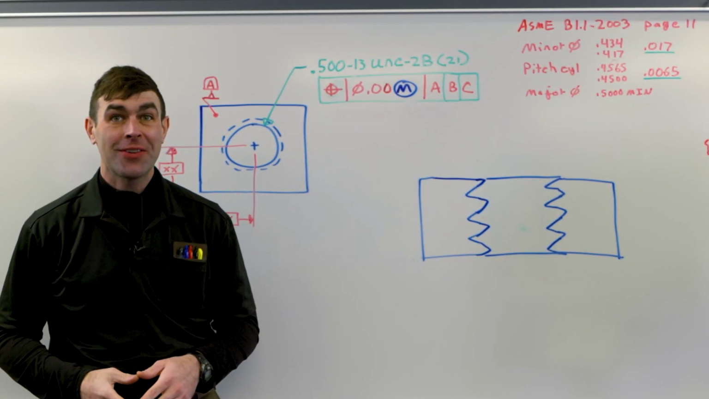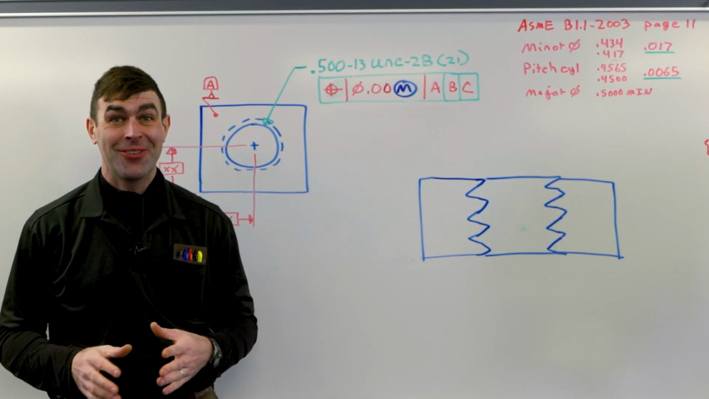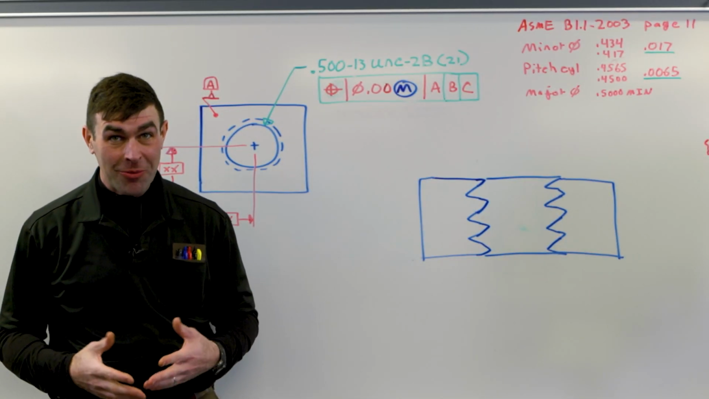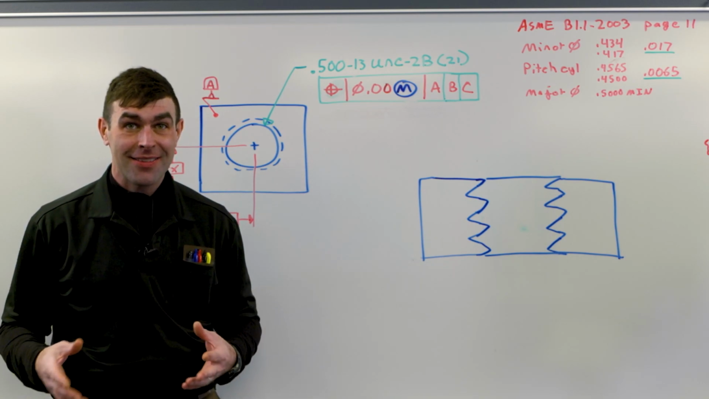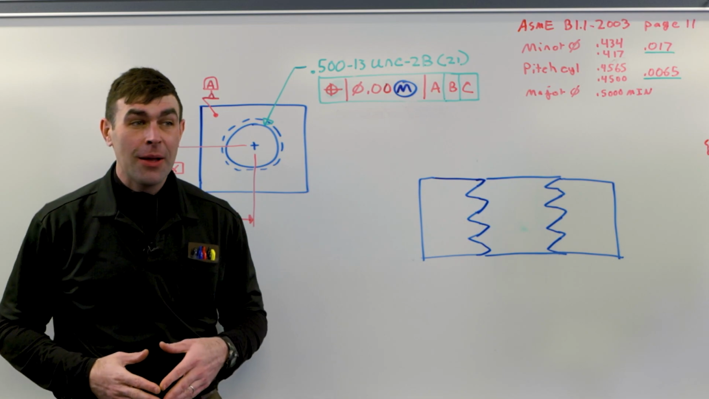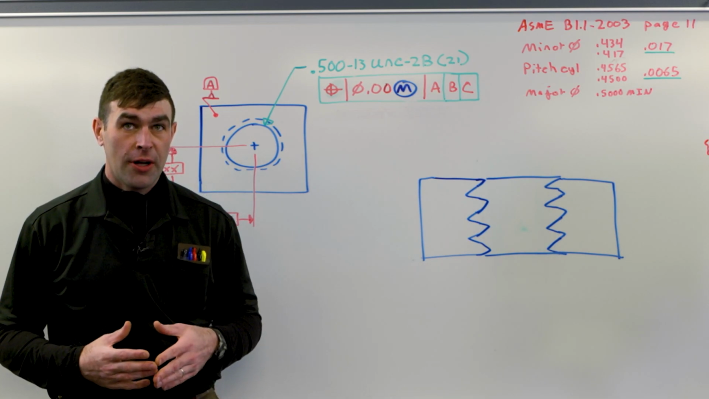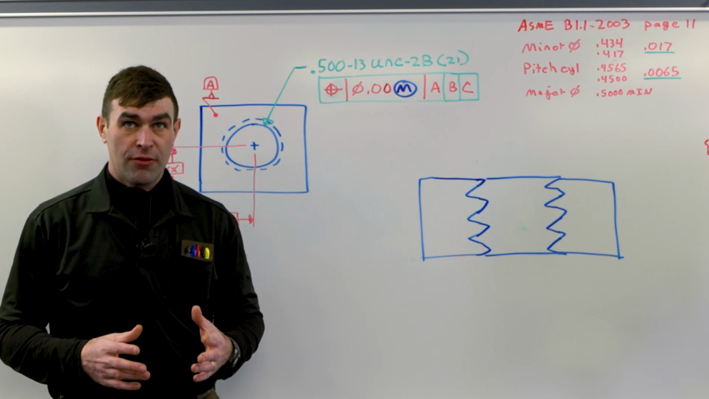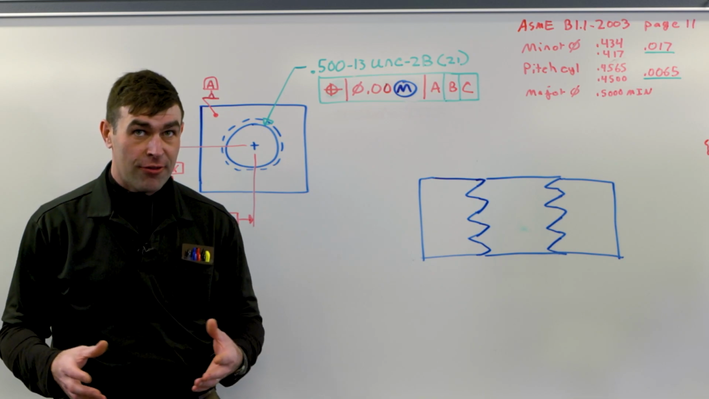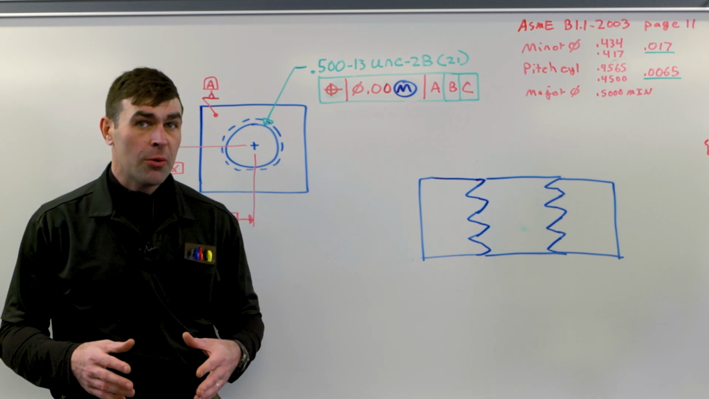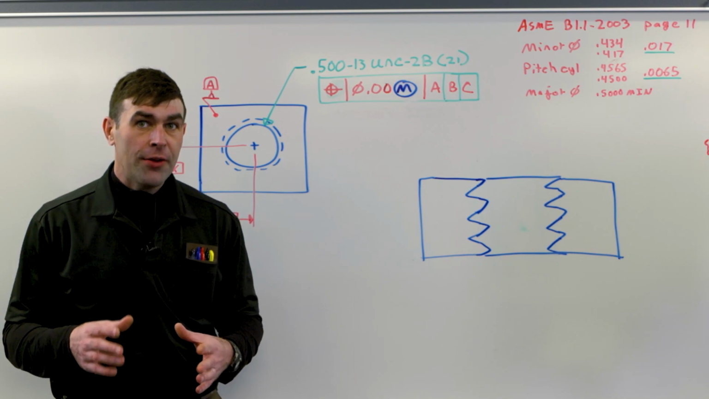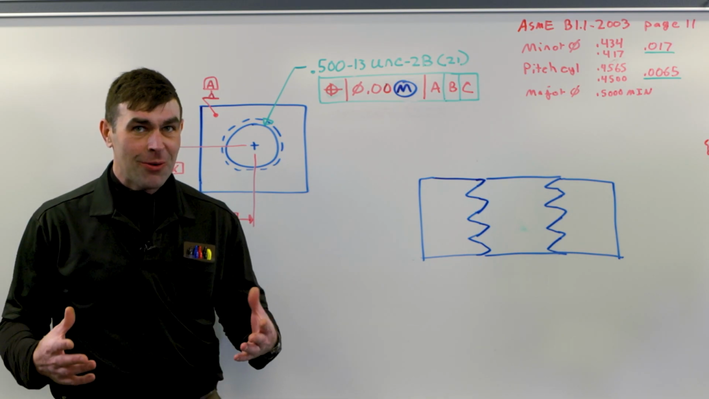So in this video, I want to talk about something I've never seen on a drawing before. Somebody sent me a drawing to look at and get my opinion on. It had 0 at MMC on a thread. Now, I think what was going on with this drawing is it had a lot of position for holes, and the designer, for whatever reason, was using 0 at MMC, which is fine for a hole or other features. But they also put 0 at MMC for the thread.